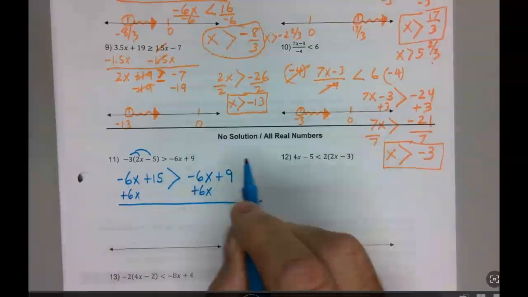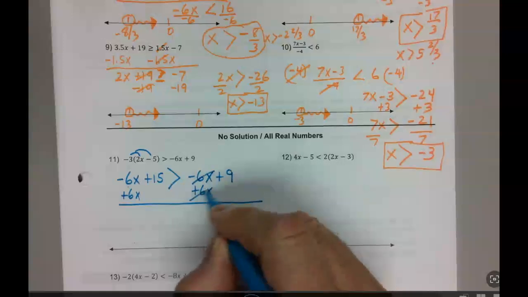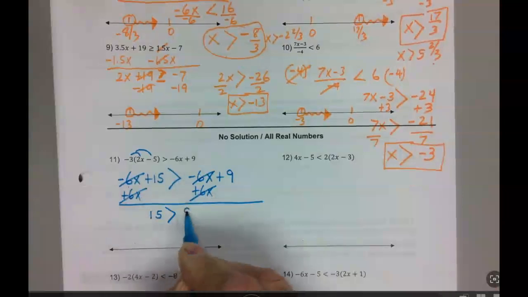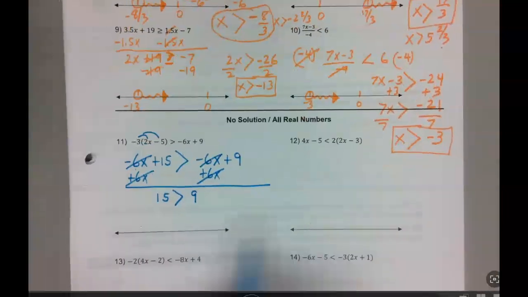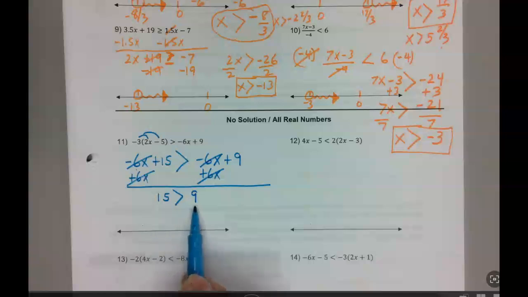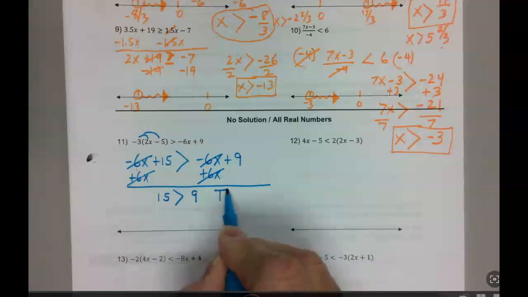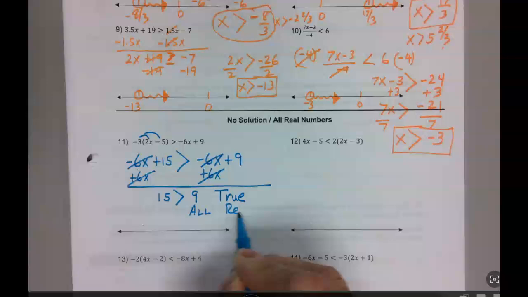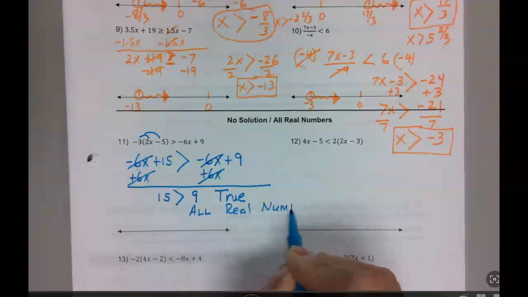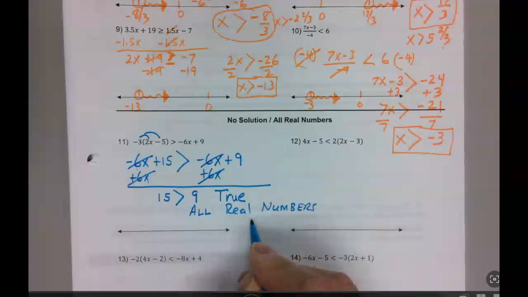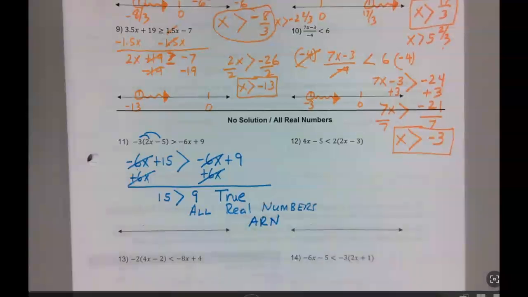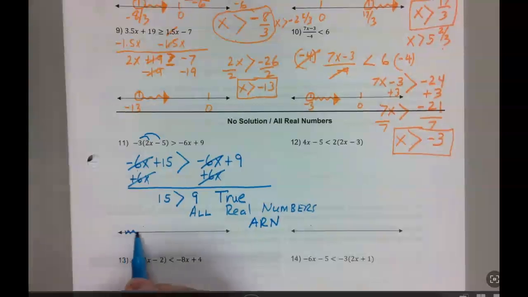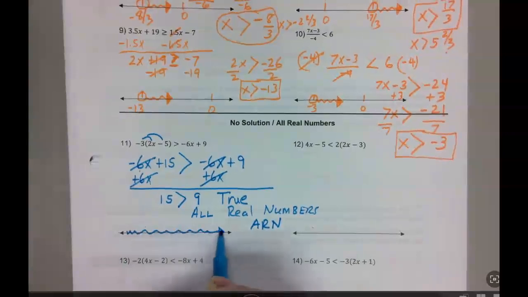Taking notes? You okay? Cancel. Oh, looky there. So all I have left is that, isn't it? Is that a true statement? Is 15 greater than 9? That is a true statement. So this one here would be all real numbers. And if you want to abbreviate ARN, I wouldn't say anything. ARN. And when you graph it, you just graph it like this. It's the whole number line.